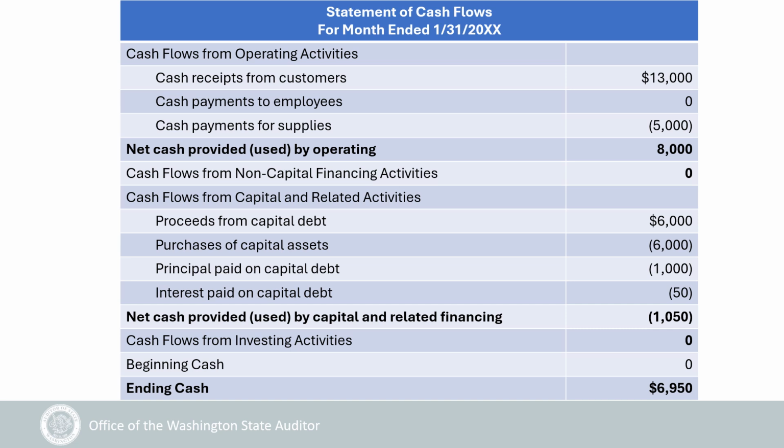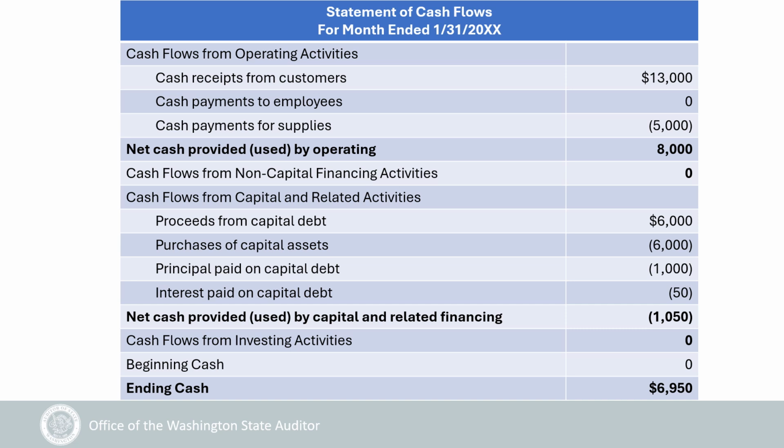The first section is the cash flows from operating activities, which is where things like cash receipts from customers and cash payments for supplies goes. We would also report cash payments to employees if we had any. In our example, we only accrued wages payable, but we didn't actually pay out any cash, so cash payments to employees in January was 0.